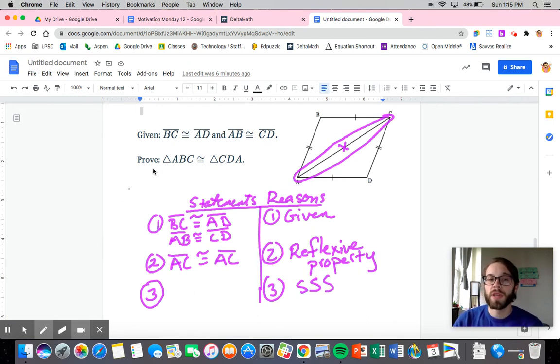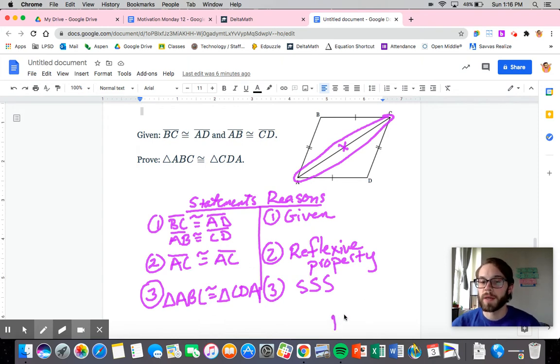Now, when they're telling you what you need to prove, it is nice because that does mean you automatically know what the congruency statement is going to be. If you did not have that information, you would need to be careful, okay? Because remember, order does matter when you're dealing with congruency statements. So we do need to be careful with those.